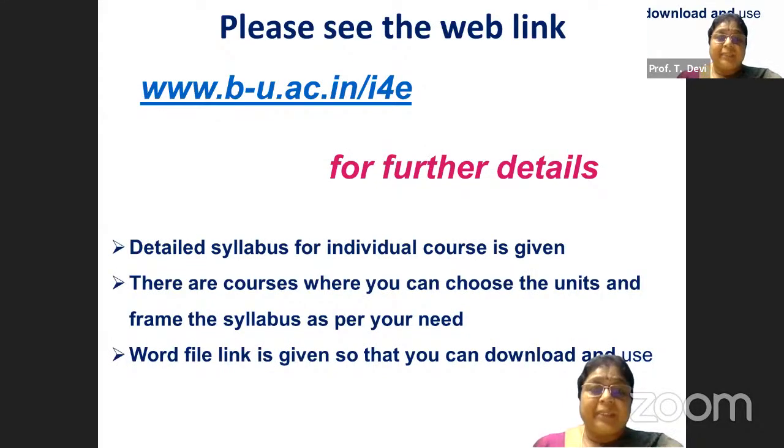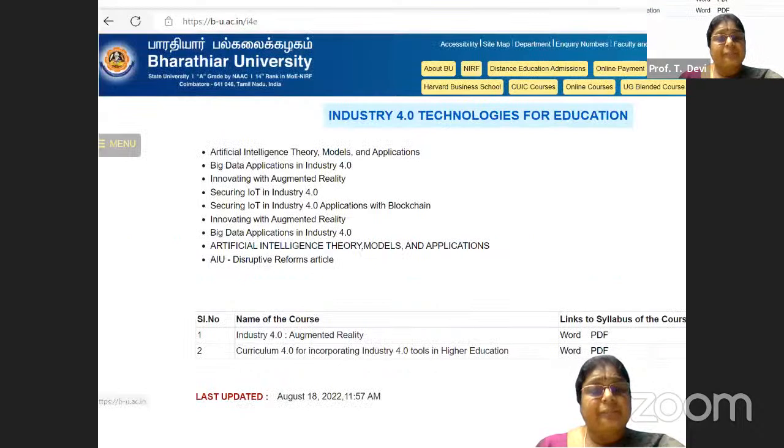Okay, and please see this web link, www.b-u.ac.in/I4E, for further details. A detailed syllabus for each individual course is given. There is, I think, a 20-page document titled Curriculum 4.0. Whatever courses I said, for each course, the detailed syllabus along with the books is given. There are courses where you can choose the units and frame the syllabus as per your need. A Word file link is given so that you can download and use it.